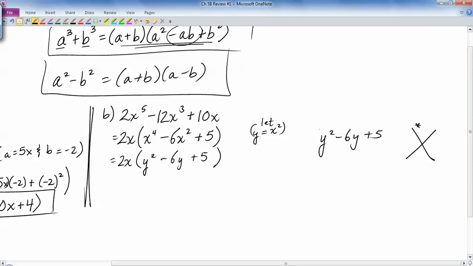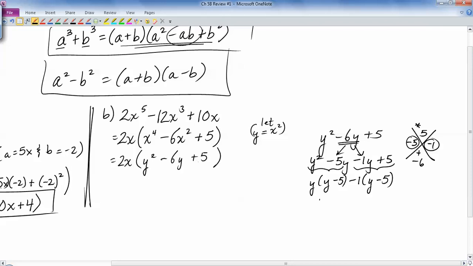We know it has to multiply to 1 times 5, which is 5, and it has to add to negative 6. So the two numbers that do that would be negative 5 and negative 1. So this is going to turn into y squared, and then these two numbers split that middle term. So it's y squared minus 5y, and then minus 1y plus 5. If we take these first two terms, I can take out a y, so y minus 5. And in the second two terms, I'd have to take out a negative 1 to get y minus 5 as well. And then I've got y minus 1, y minus 5.